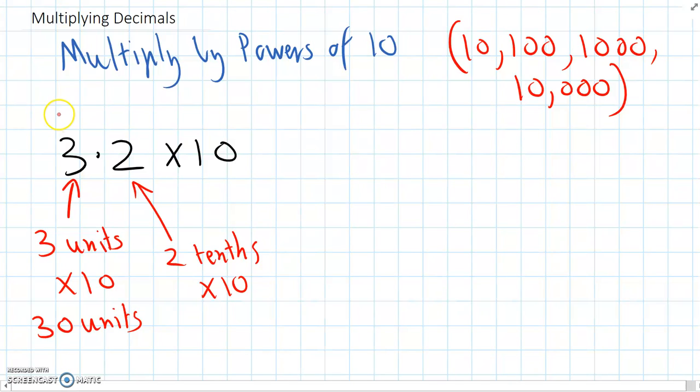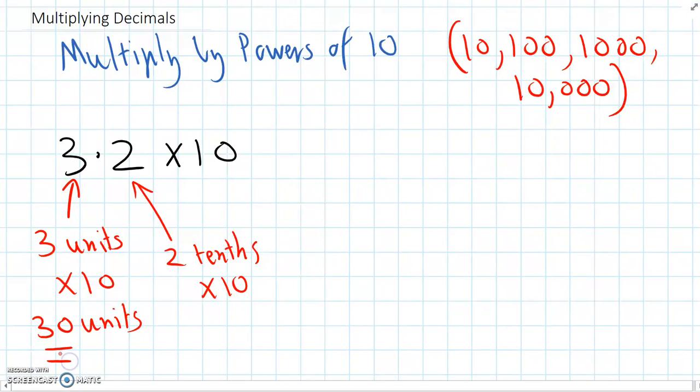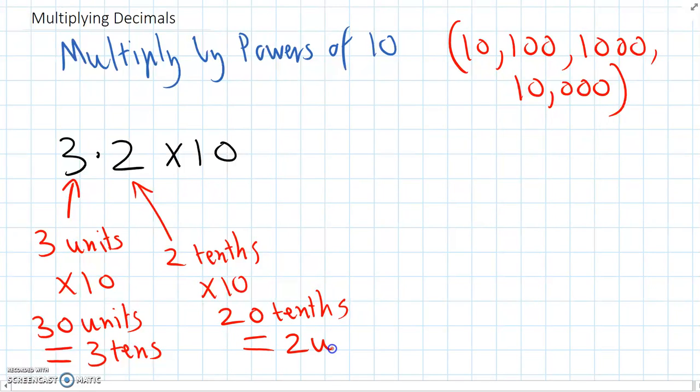But we can't write a 30 in that place value because we know once you reach 9, we spill over into the next place value, just like a bucket filling up with water. So 30 units we know is the same as 3 tens. And in the tenths, we had 20 tenths because we had 2 times 10. And that means that spills across into the units, so that we have 2 units.